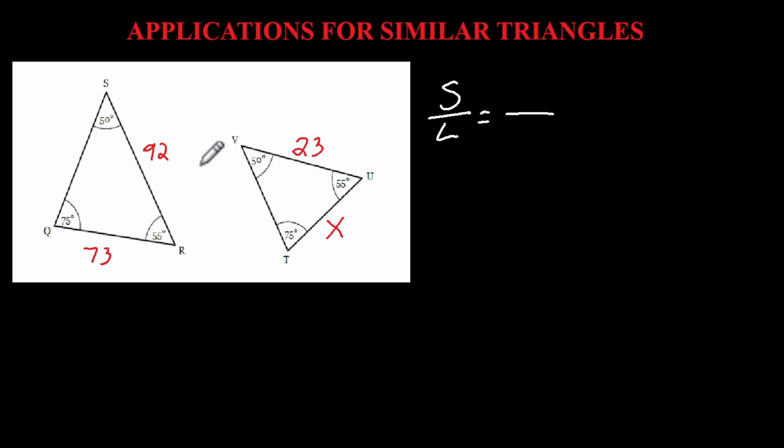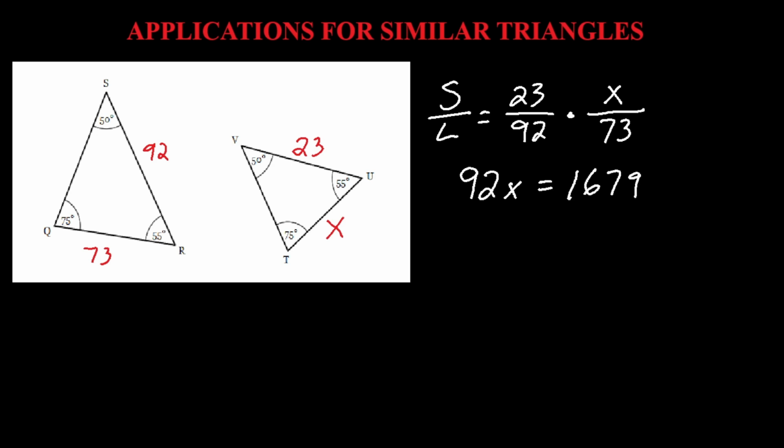The first fraction, 92 and 23. The smaller triangle is 23. The larger one is 92. And the other sides are 73 and x. The x goes with the smaller, and the 73 goes with the larger. And then I'm going to do the cross products to solve for x. So I get 92x, and 23 times 73 is 1679. And then I divide both sides by 92, which gives us the length of the missing side is 18.25.